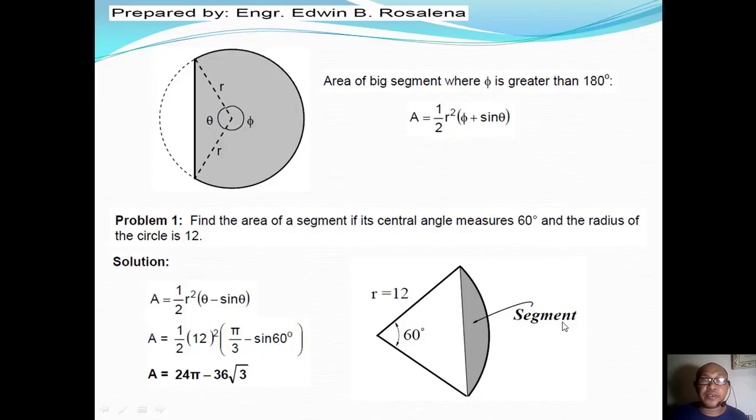So we can use the formula: area equal to 1/2 r squared (theta minus sine theta). So the first angle theta should be in the radian. So express 60 degrees in radian. Then minus sine of 60. So we come up with this answer.